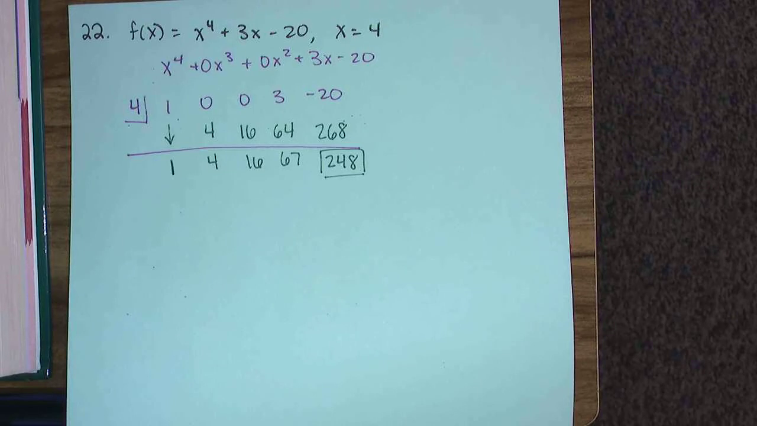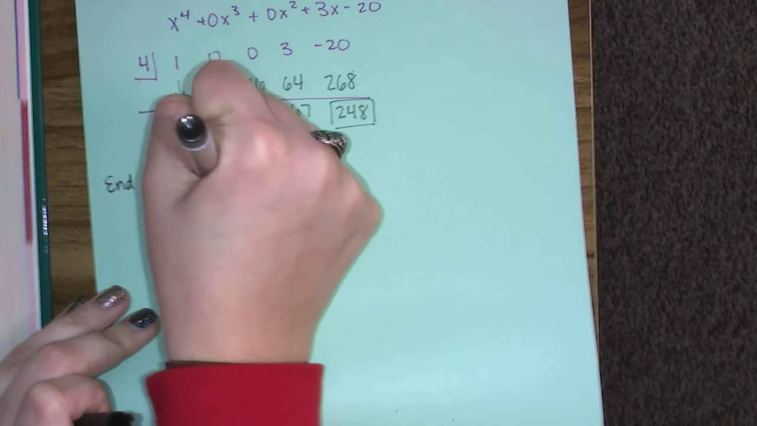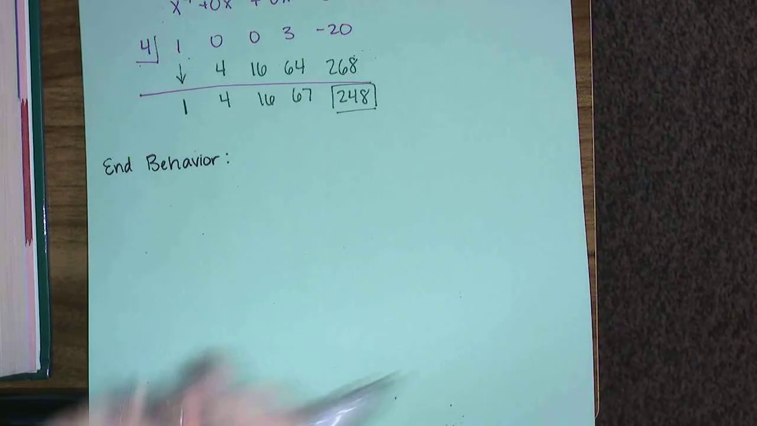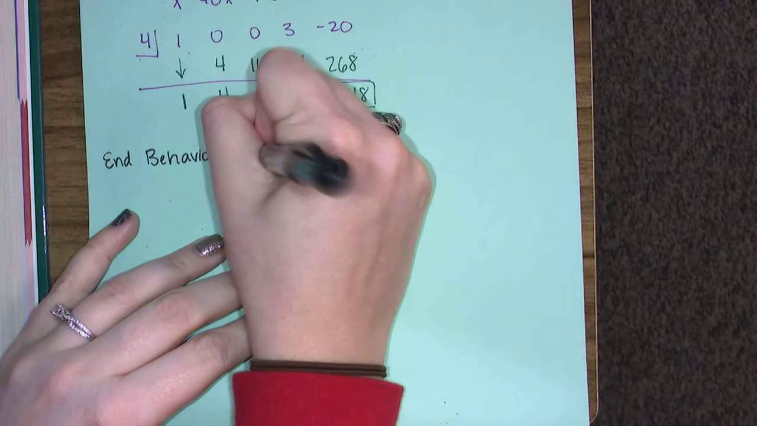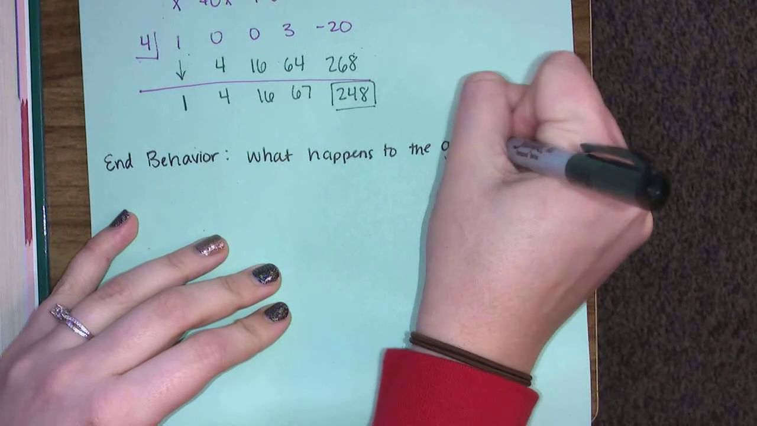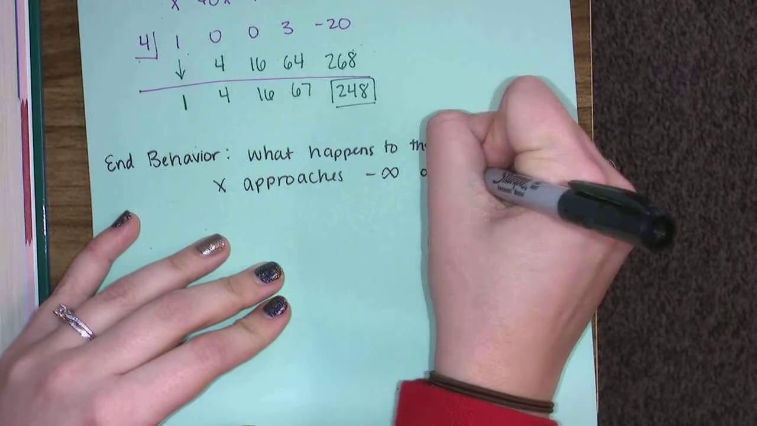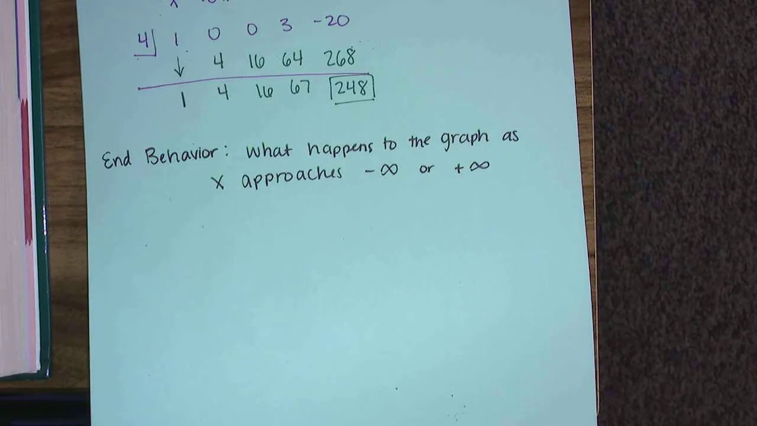Okay, look in your book on page 339. Open your books to 339. Okay, so we're looking at something called end behavior. This is basically, in short, what happens to the graph as x approaches negative infinity or positive infinity. Okay, that's the only thing I'm about to write down other than we're going to look at like 2 problems.